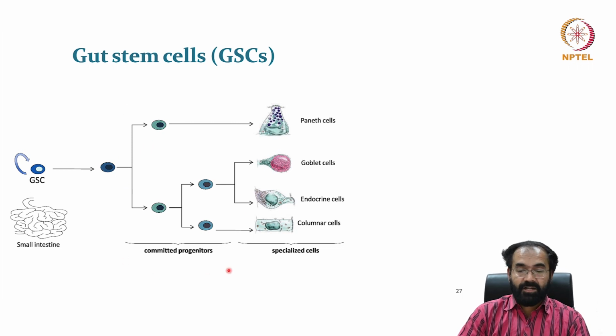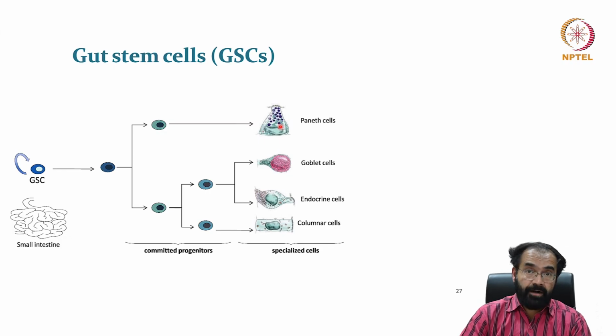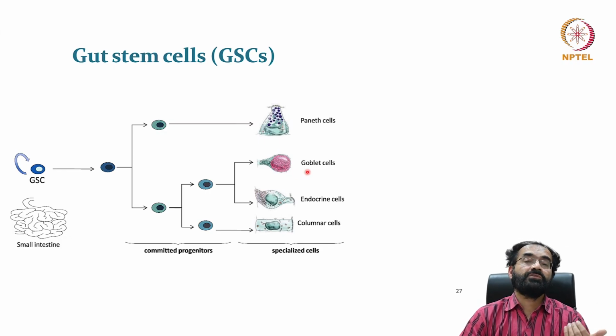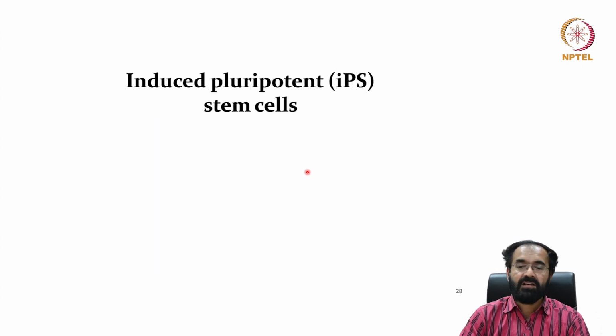So here you have committed progenitors, and they give rise to Paneth cells, because every cell present in the intestinal epithelium, the gut stem cell should be able to supply. Paneth cells, goblet cells, endocrine cells, columnar cells, which are mainly the specialized cells. Each cell has its own function. Like endocrine cells produce lots of hormones, and many intestinal cells produce serotonin, and goblet cells produce the mucus.